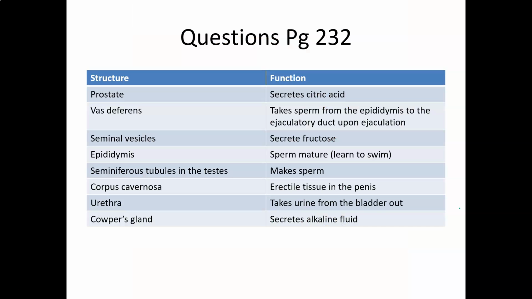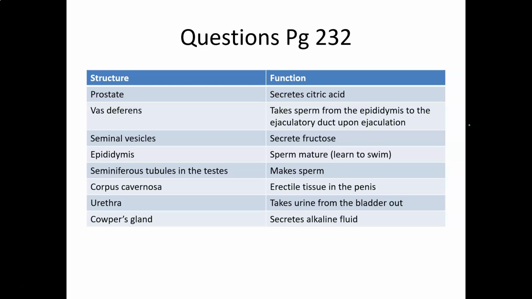All right. After that, we've got the actual questions that occur in your lab manual starting on page 232. You have a table that gets you the anatomy and physiology of the male reproductive system, so just pause the video so you can fill in your blanks.